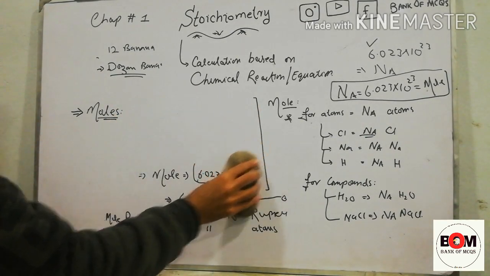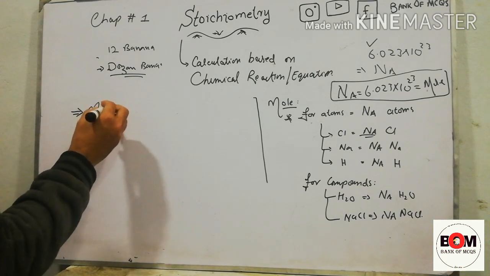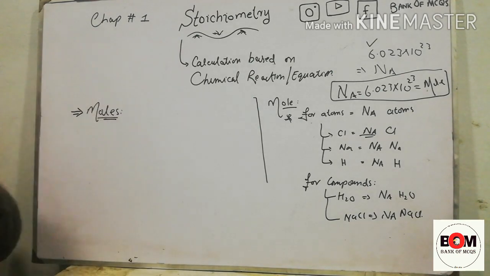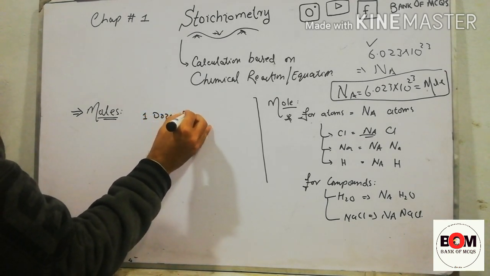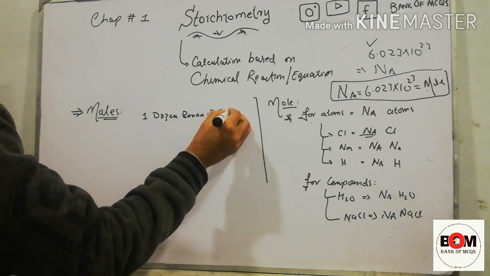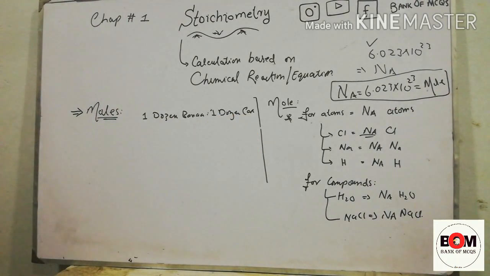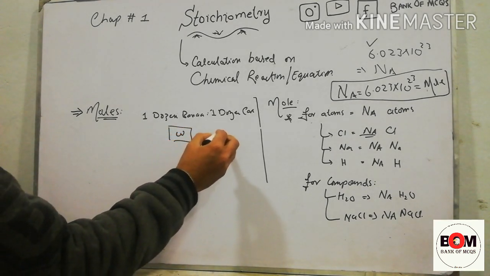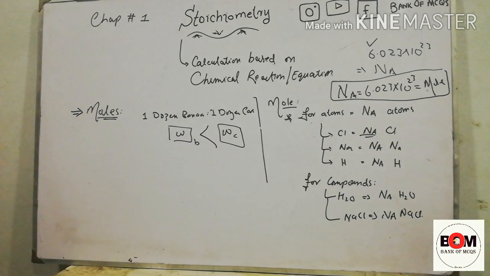Now the same kind of relation applies to mass. Before mole, I would like to discuss dozen, because dozen is a normal thing. If somebody has 1 dozen bananas and another person has 1 dozen cars, conceptually and normally we know that the weight of 1 dozen cars will be much greater than the weight of 1 dozen bananas. The same is true for mole.